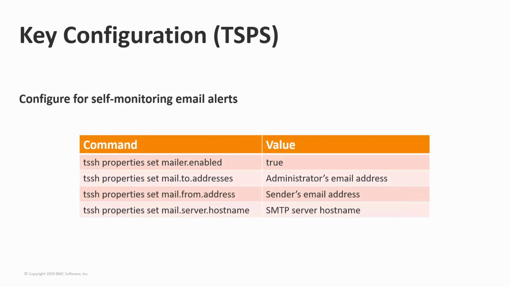We will now move on to TSPS configuration items. Email alerts are not enabled by default. They will need to be enabled post-install by executing the TSSH properties set commands with appropriate values. They need to be executed on the TSPS node, which is active.